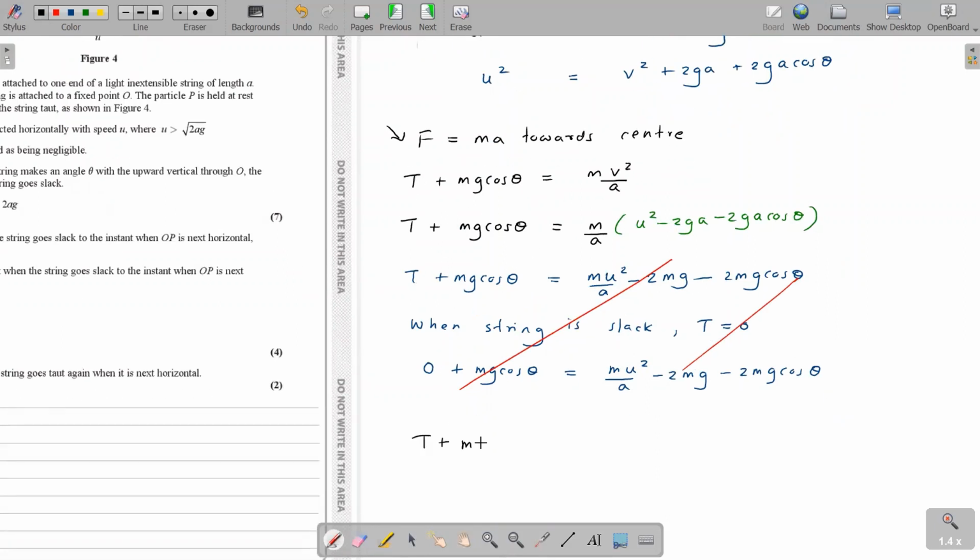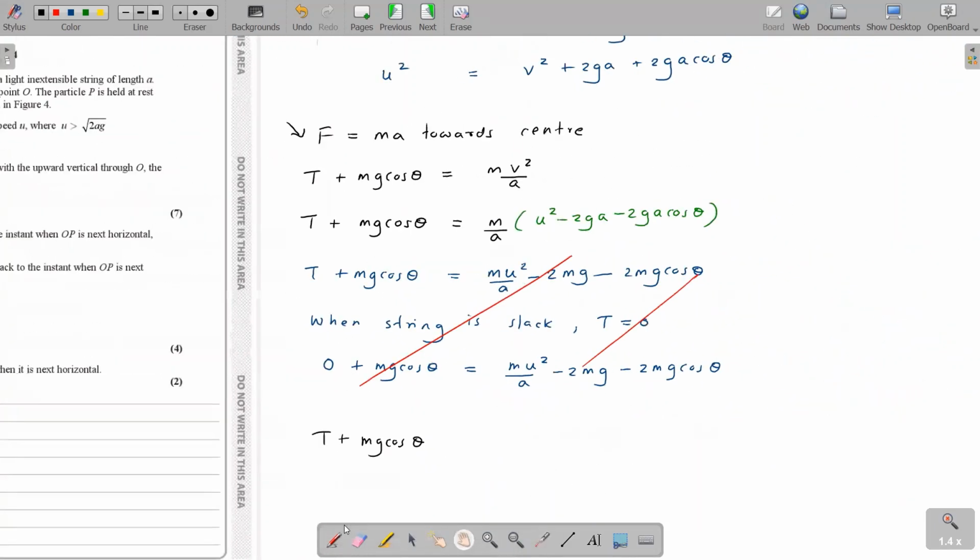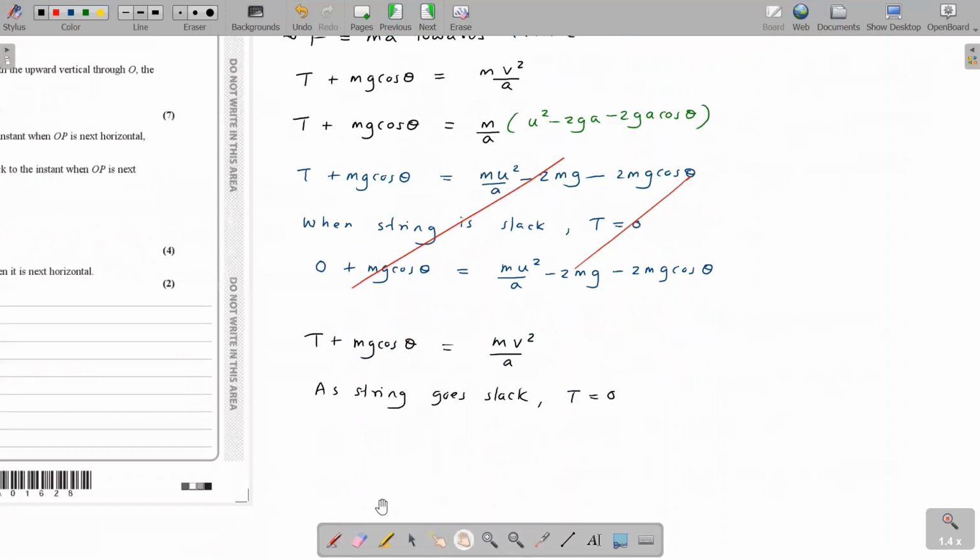T plus mg cos theta. So have a look at your show that, because the show that has the v square, so we don't need to substitute for it. T plus mg cos theta equals mv square over a. We'll keep the v square. As the string goes slack, tension becomes 0. So you get 0 plus mg cos theta equals mv square over a.